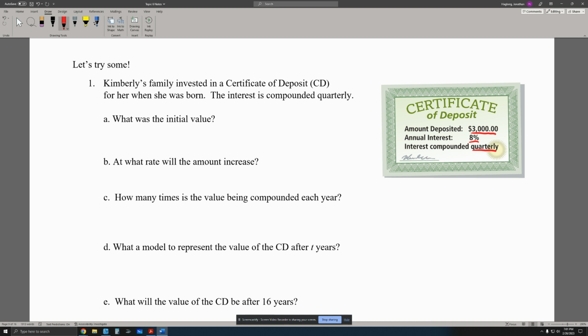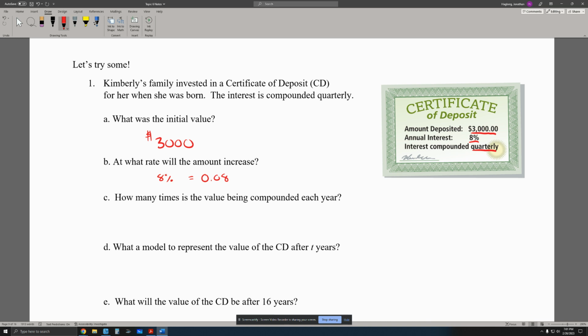All right, so part A, what is the initial value? That's the amount that they deposited at the start. That answer is $3,000. At what rate will the amount increase? We know that it is increasing by this compounded interest rate, so that's going to be 8%, which as a decimal can be rewritten as 0.08.